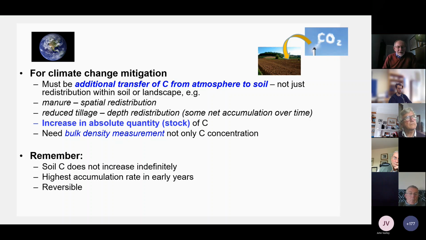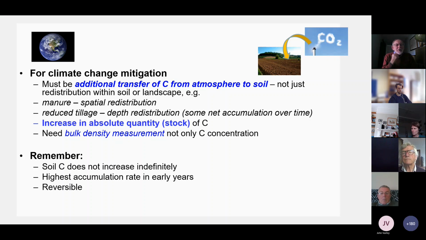So zero tillage, the biggest thing it does is to concentrate organic matter near the soil surface. However, in the long run, I think zero tillage does tend to lead to a slightly bigger stock in the soil. Measuring changes in organic carbon stock is not straightforward, because you have to measure the bulk density of the soil, not just the percent carbon in the soil. And there are a few points to remember at the bottom there.